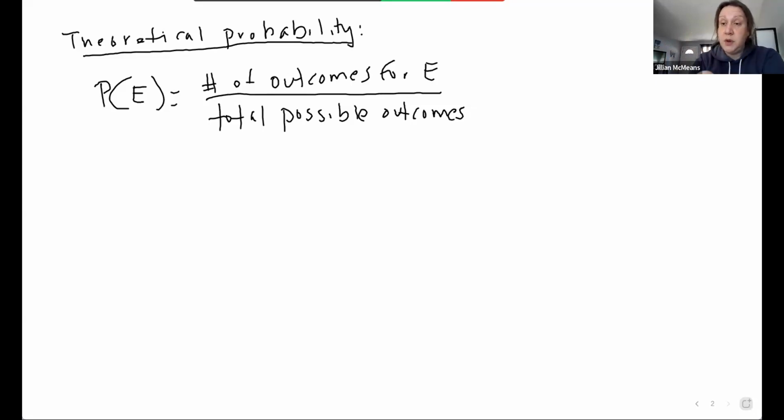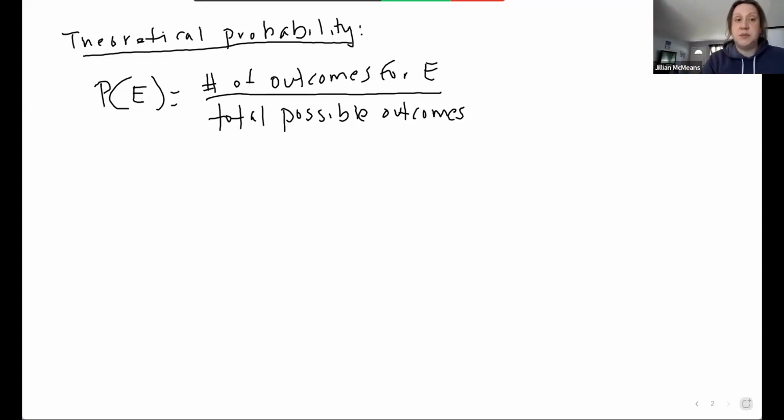Now, for the whole experiment, rolling a die, what are all of the possible outcomes? Well, there are 6 possible outcomes. So the probability of rolling an even number, we would take the number of outcomes for the specific thing we're looking for, rolling an even number, that was 3, and then you divide it by all possible outcomes, which in this case would have been 6.